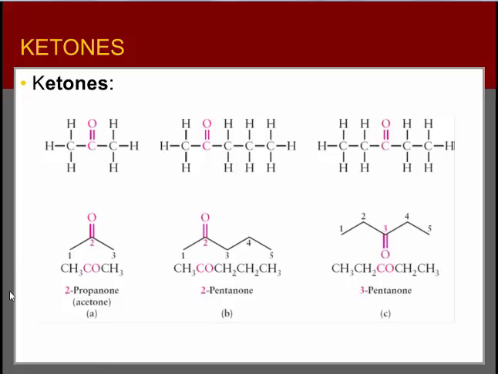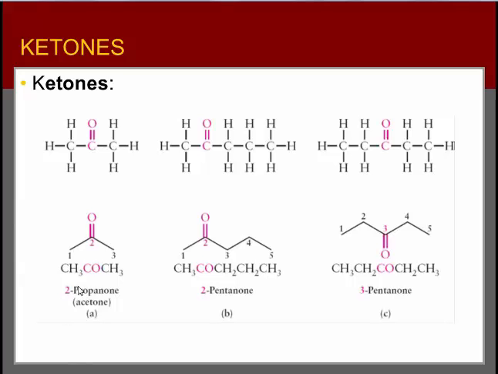A ketone is different from an aldehyde in that it has two R groups on either side of the carbonyl instead of one R group and one H. The simplest ketone is the 3-carbon ketone, has two methyl groups on either side of the carbonyl. The IUPAC name is 2-propanone, commonly known as acetone. This is in nail polish remover.